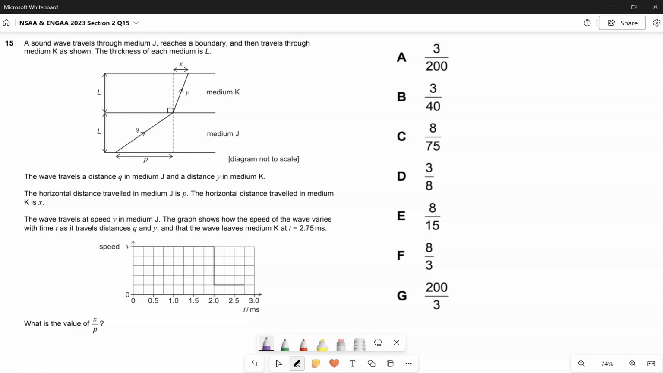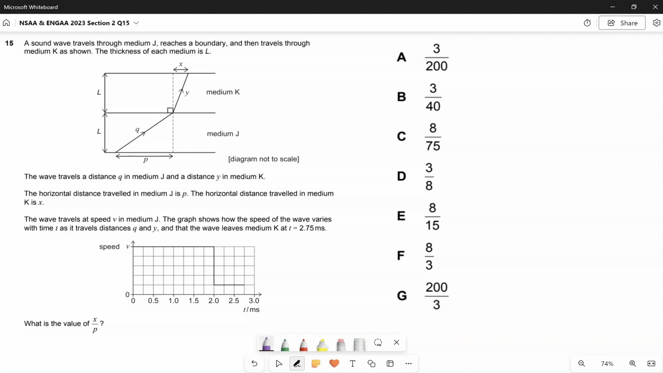The wave travels at speed v in medium J. The graph shows how the speed of the wave varies with time t as it travels distances q and y, and that the wave leaves medium K at t equals 2.75 milliseconds. What is the value of this ratio, x over p?